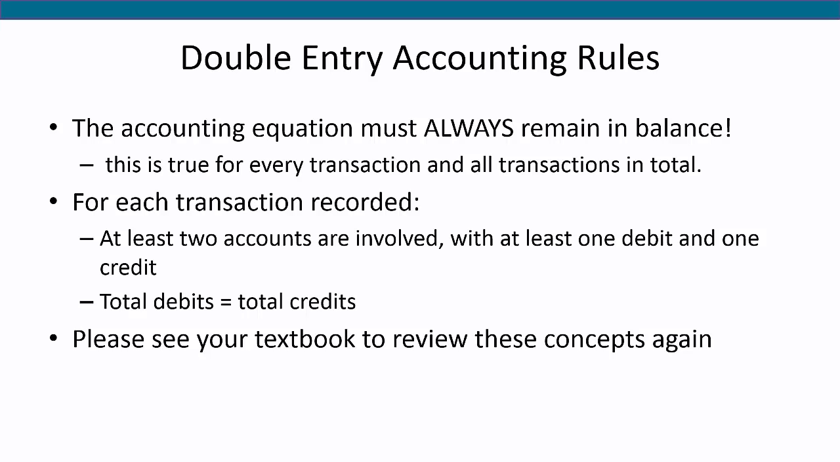Double entry accounting requires that the accounting equation remain in balance at all times, always. Therefore, for each transaction, there are two rules. First, at least two accounts are involved. One account has a debit and the other account will have a credit. And two, total debits must equal total credits. Please review this concept in your textbook.